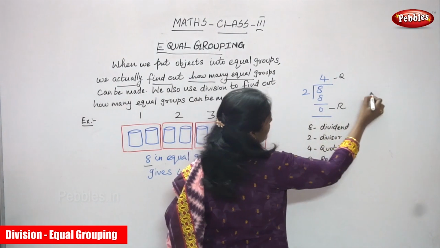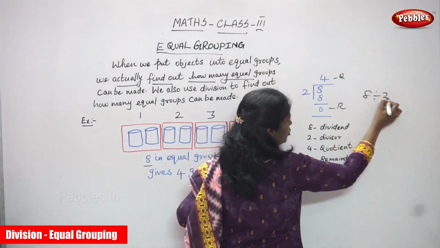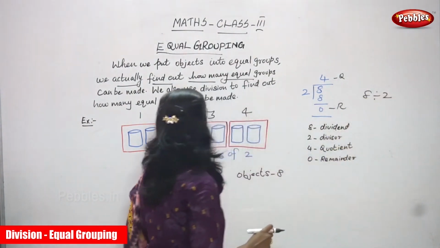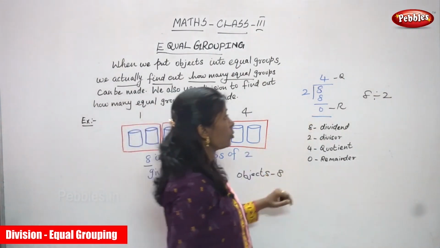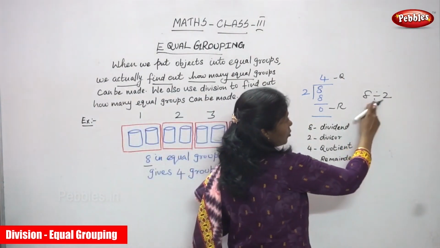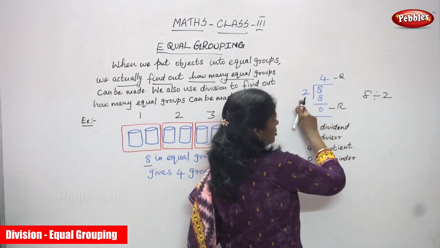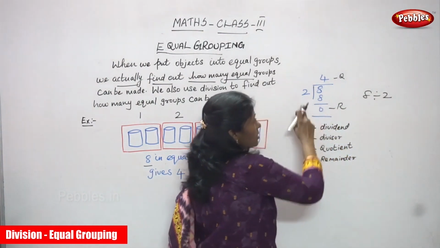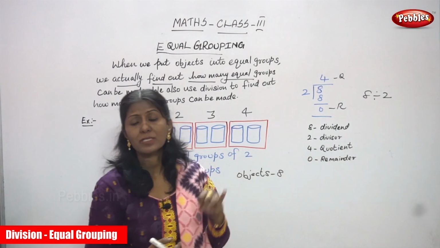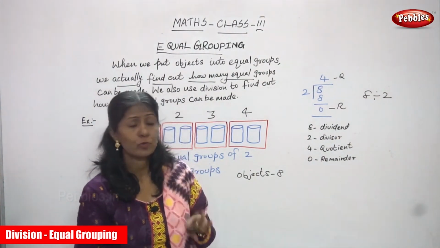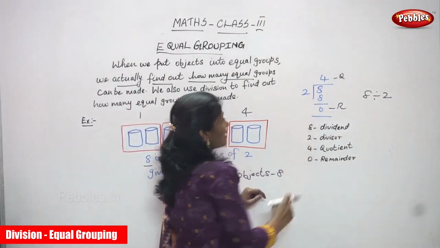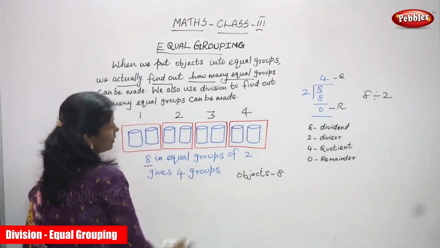So 8 is divided by what? 2. That is what we wrote, 8 in equal groups of 2. That means 8 is going to be divided by 2. That means you must use the 2 table. 2 1s are 2, 2 2s are 4, 2 3s are 6, and 2 4s are 8. So you can get 4 groups.